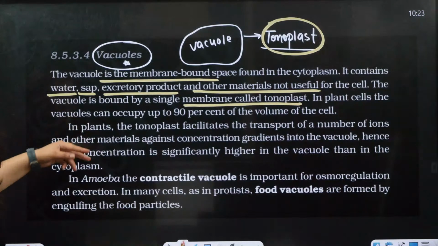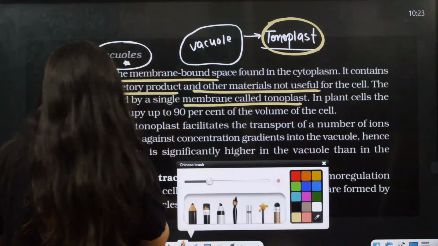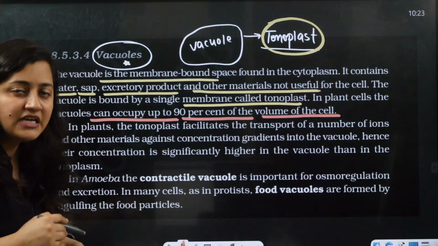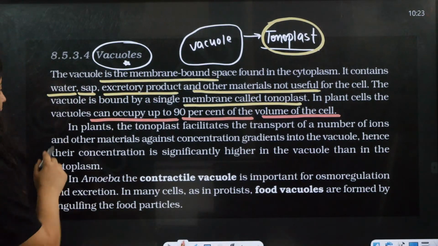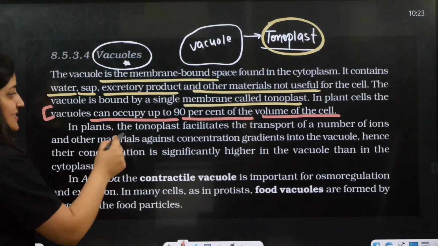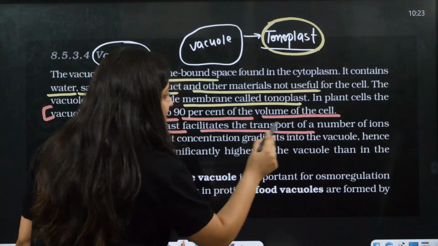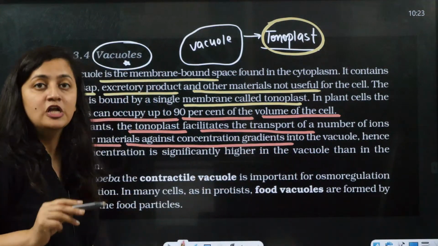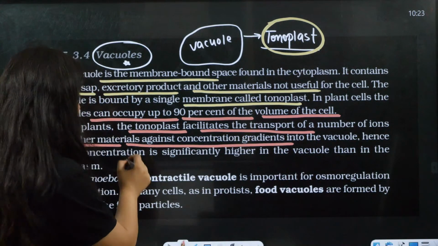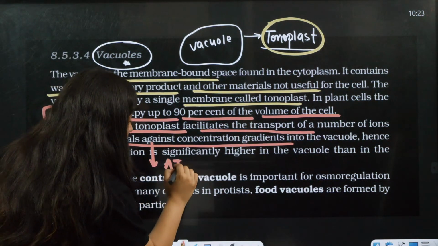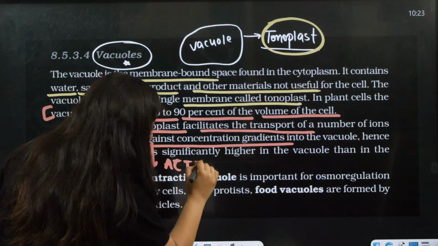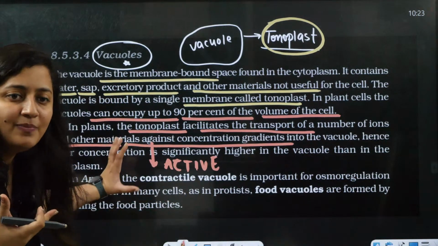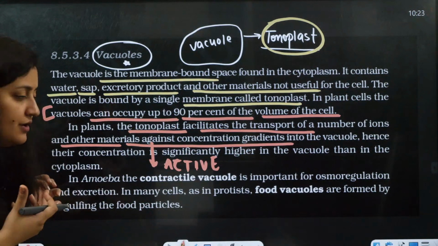Are you getting my point? You can see here that in plant cells, vacuoles can occupy up to 90% of the volume of the cell, bache. As I said, the tonoplast facilitates the transport of a number of ions even against the concentration gradient. When the word is against the concentration gradient, we are talking about active transport here, isn't it, Rohit? We will be discussing active transport here, right, bache?